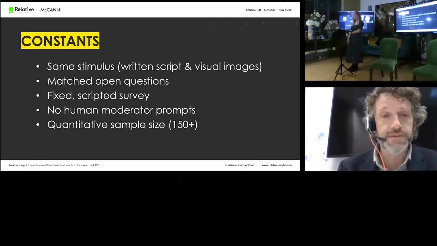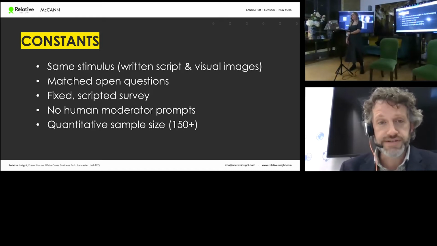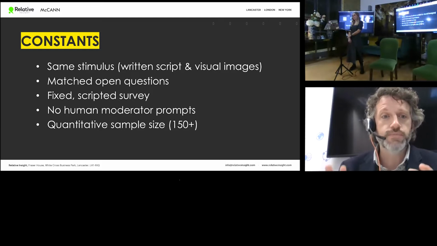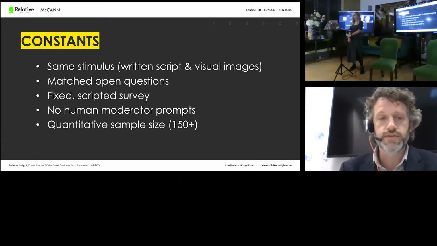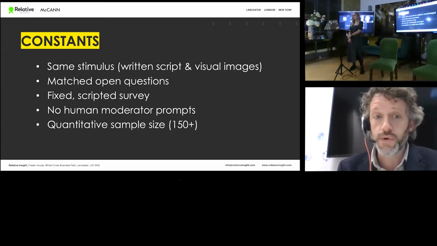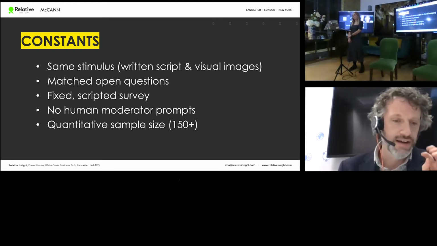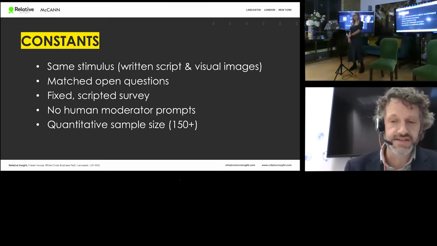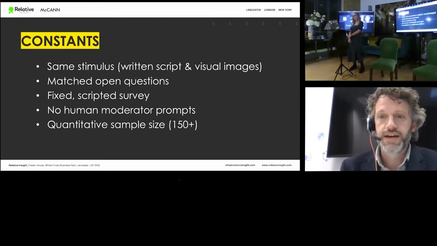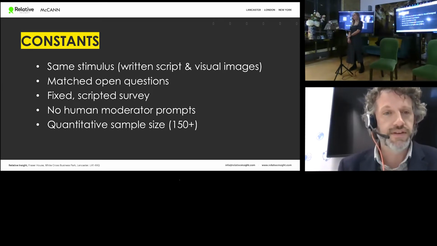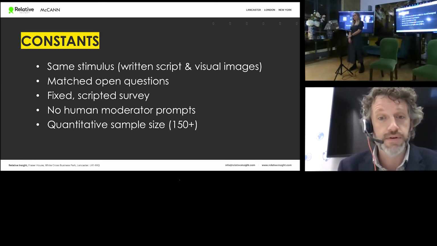On the next slide, I can show you the research rigor, the constants we kept the same. It was the exact same stimulus going through both studies. Many of the open questions were worded exactly the same to remove some of the survey design bias. These were both fixed scripted surveys. There was no human moderator. They were both quant sample sizes of 150 people or more. So this was effectively quantitative research in our competitor approach, which is Zappi representing traditional quant, versus a quant sample within a chatbot Messenger environment. So what did we find? Next slide.